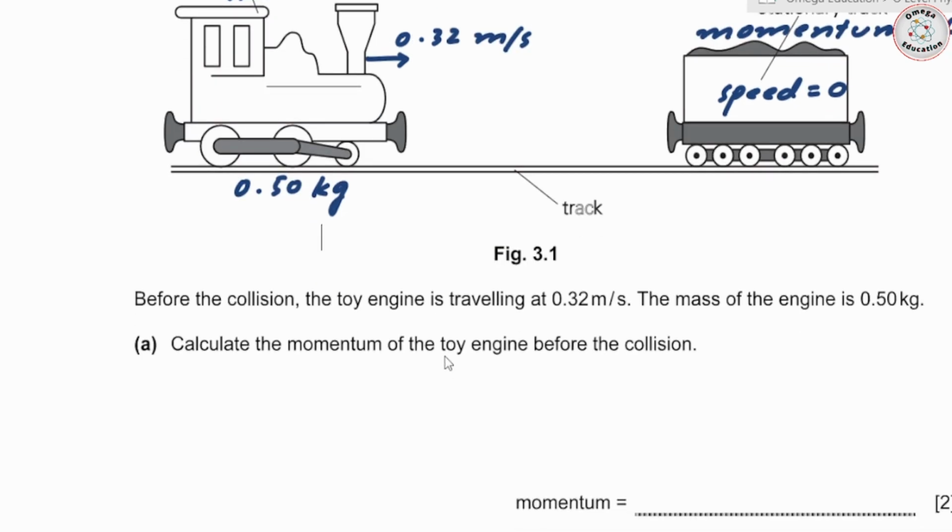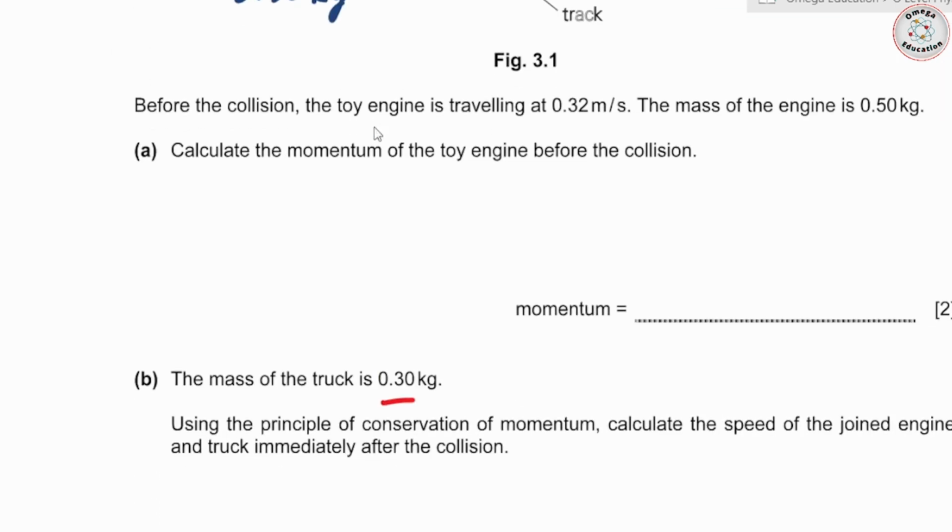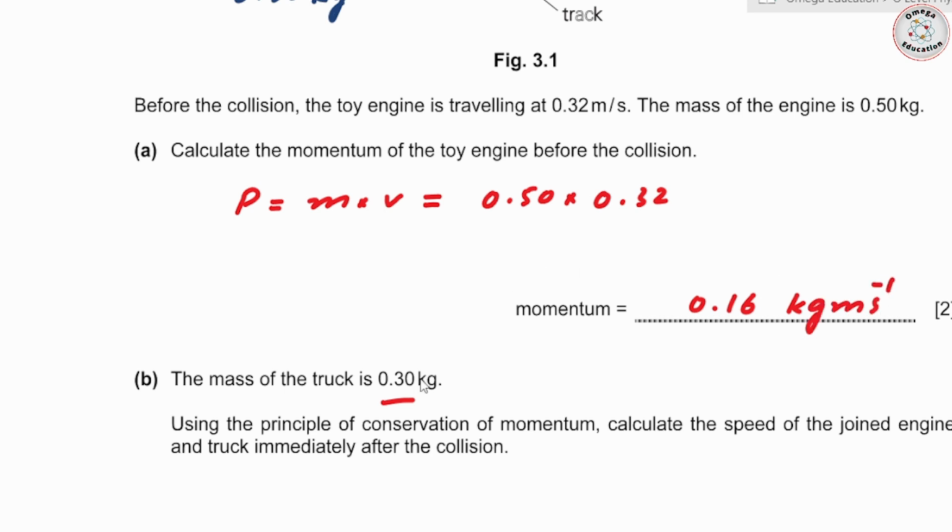Well, if you have the mass and you have the speed, what else do you need to calculate momentum? You just write down the formula first. P equals m times v. The mass was given as 0.50 times 0.32. You multiply anything by 0.5, it is reduced to half. So that'll be 0.16 kg m s^-1 or kg m/s. Both units are acceptable.